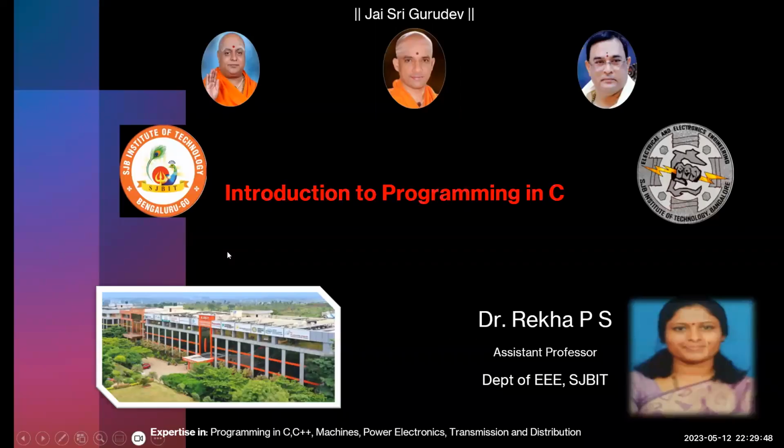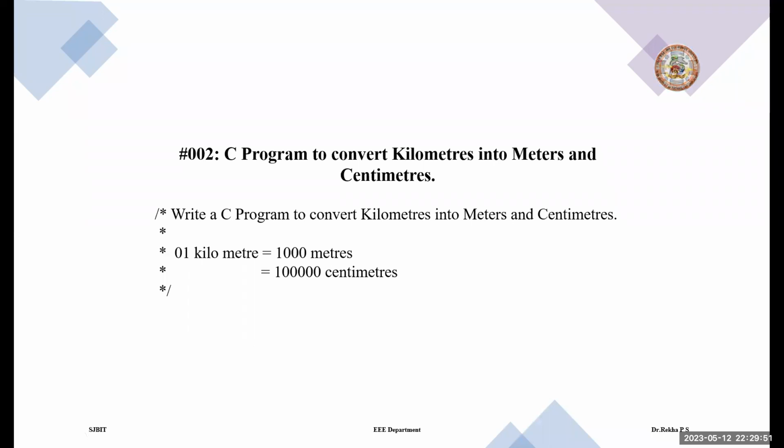So let us start today's class. Today we are speaking about the next program, which is to convert kilometers into meters and centimeters. We are supposed to write a C program to convert kilometers into meters and centimeters. For that we need a formula. We should know 1 kilometer is equal to 1000 meters and 1 kilometer is equal to 100,000 centimeters.